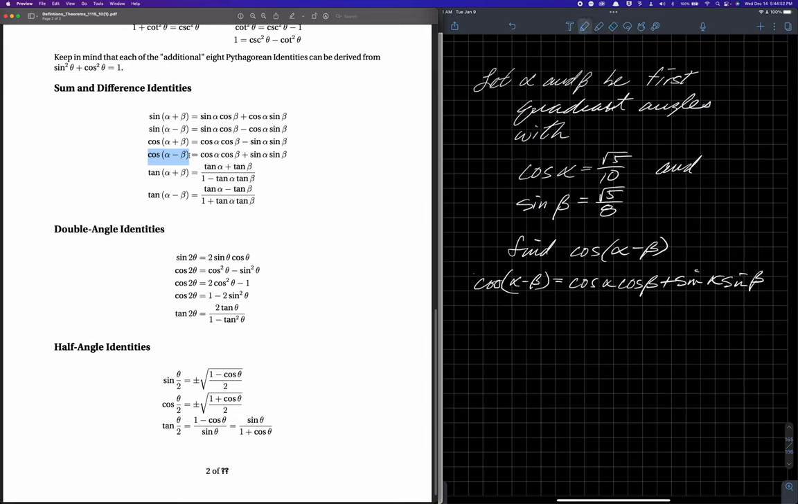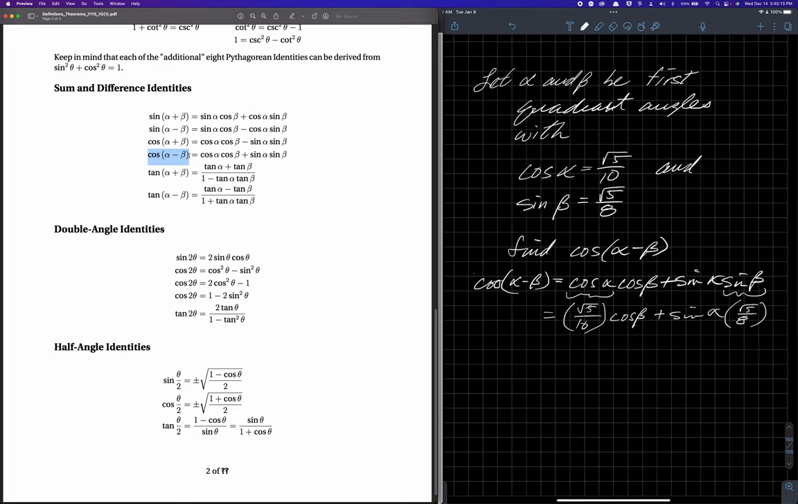Now, the problem provides us with the cosine of alpha, which is the square root of 5 over 10. But they don't give us the cosine of beta. We'll have to sort that out. They also do not give us the sine of alpha, but they do provide us with the sine of beta, which is square root 5 over 8.